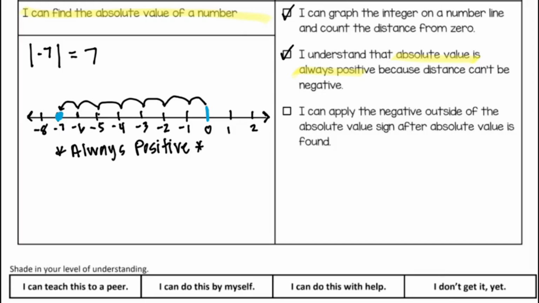Let's try another one. Let's try the absolute value of 2. If I plot the point on a number line for 2 and highlight 0, how many steps do I take to move from 0 to 2? 2 steps.